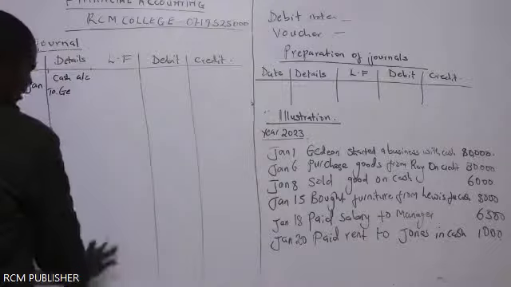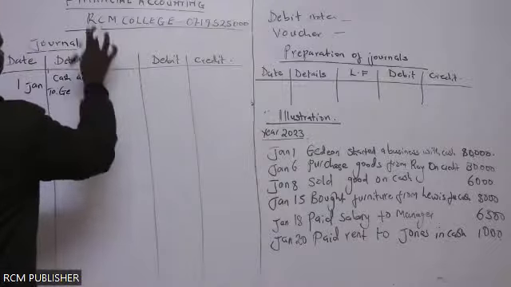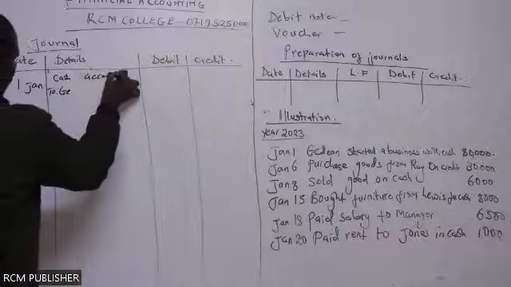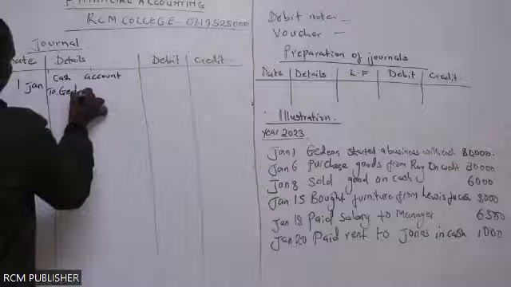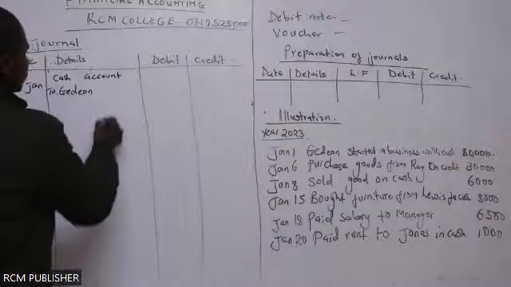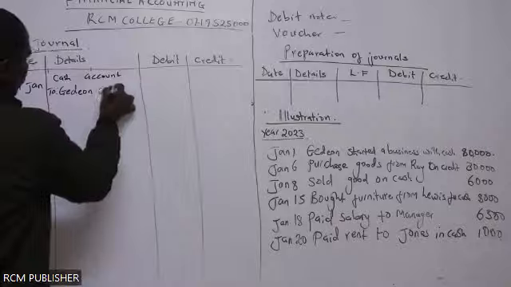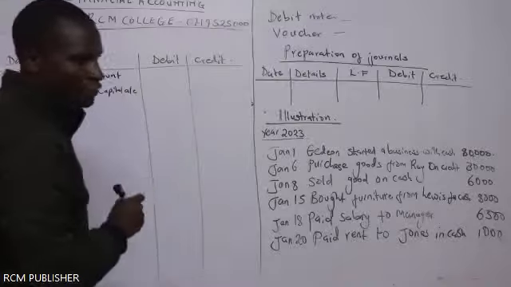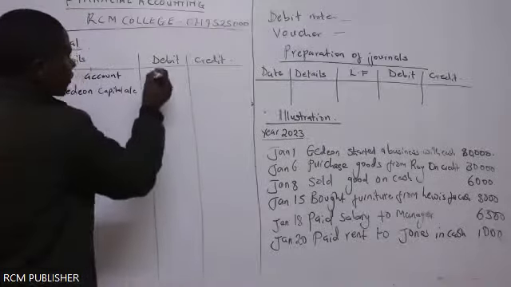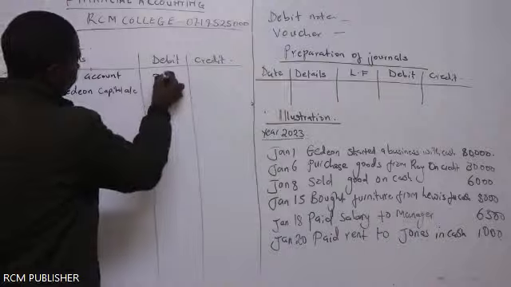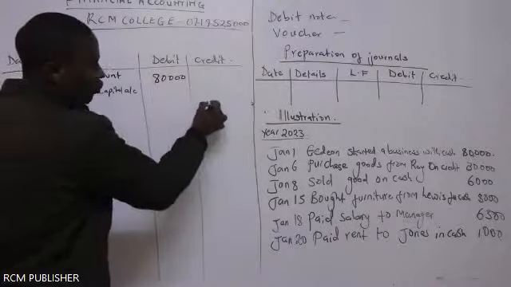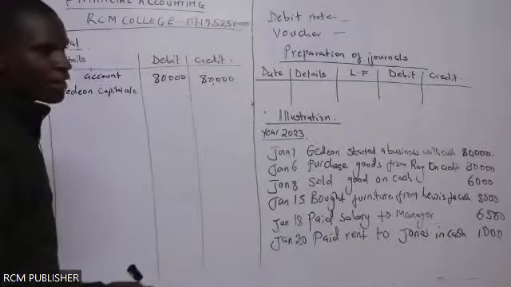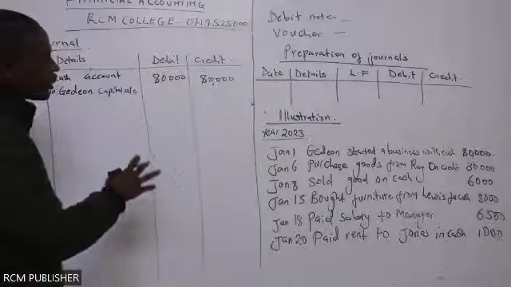Allow me to remove the ledger folio section. This ledger folio, leave it completely. Cash account is just disturbing us. To Gideon, Gideon capital account. Gideon capital account of how much? 80,000. You debit 80,000. You also credit 80,000. And then you give a narration.